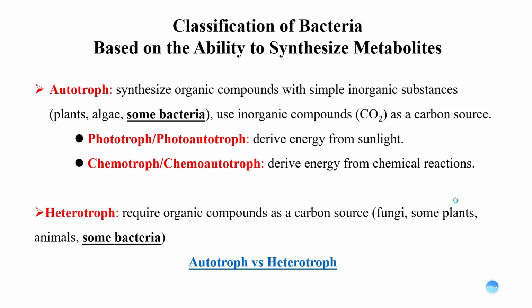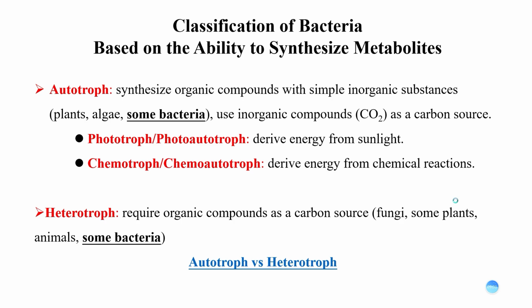An example of this group includes plants and algae in water, and some bacteria. Some bacteria can actually use sunlight to produce their sugar molecules. Okay? So that's autotroph. Autotroph can be further divided into two groups.